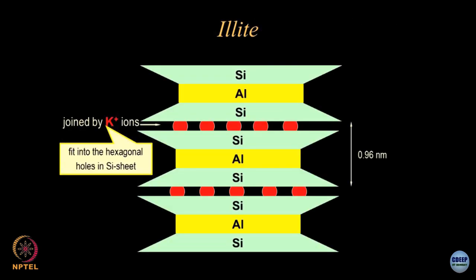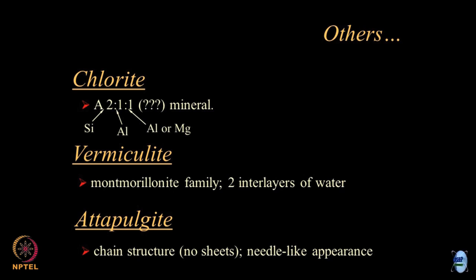It is another interesting mineral where the spacing between the alumina-silica-alumina sheets would be filled up with potassium ions. So normally potassium ions go and sit in between, and again this is a very weak bond as compared to the hydrogen bonding or van der Waals forces. So this is how the mineralogy is taken care of. There is another mineral which is known as chlorite. So this is a 2:1:1 type of clay mineral. And we have vermiculite, we have attapulgite, and all these are the minerals which are present in the soils. Depending upon your requirements, you can work on them.